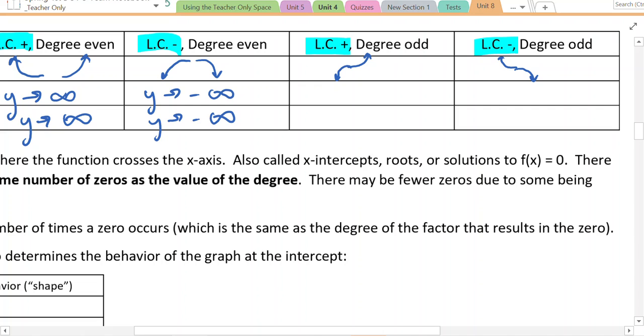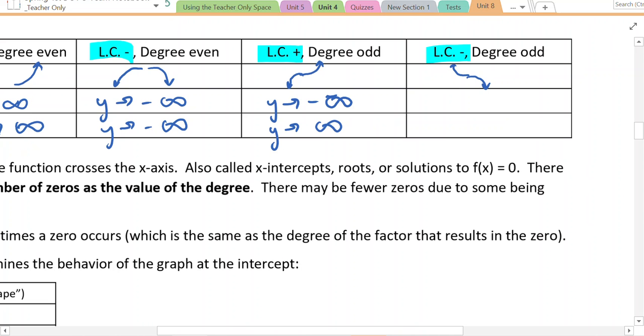And that means that if it's doing this, then as x goes to negative infinity, y is going to negative infinity. And as x goes to infinity, y goes to infinity. For the one that has a negative leading coefficient, you're going to reflect it across the x-axis. Then this one, y is going to positive infinity as x goes to negative infinity, and y is going to negative infinity as x goes to positive infinity.